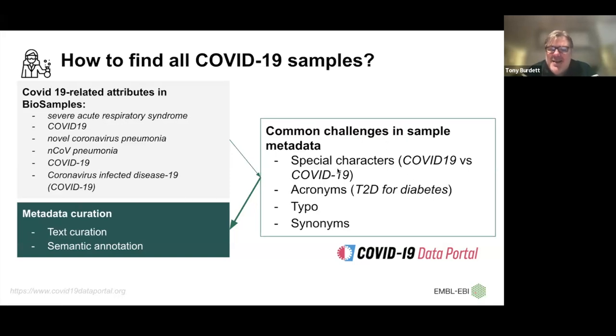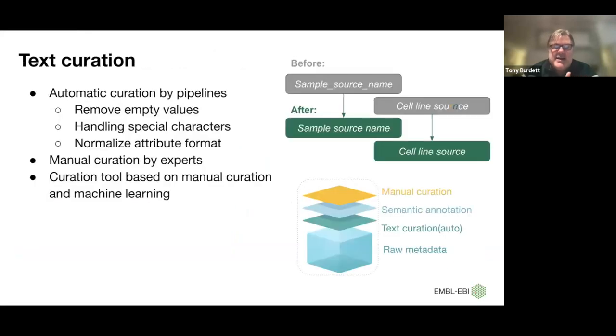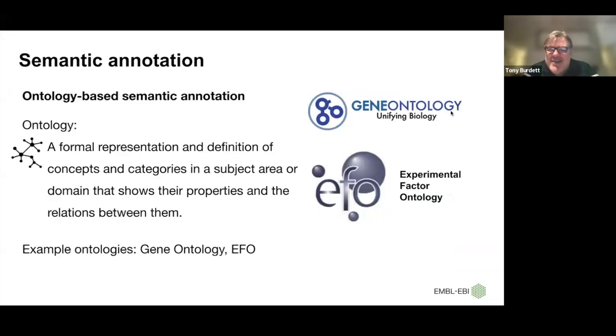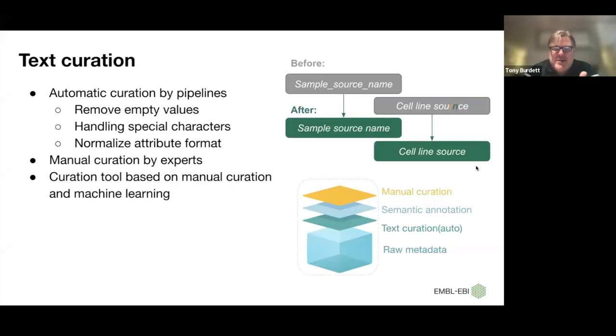Some common challenges: people use special characters differently or use acronyms, typos, synonyms. And one of the things that we offer in the BioSamples database is metadata curation. That's both text curation and semantic annotation. By text curation, I mean pretty basic cleanup, right? So sample source name with underscores, we try and normalize that and handle special characters. Sample source with a typo in, or cell line source with a typo in, we can fix some of those things. Within BioSamples, we have some automatic curation pipelines that handle some of these records.